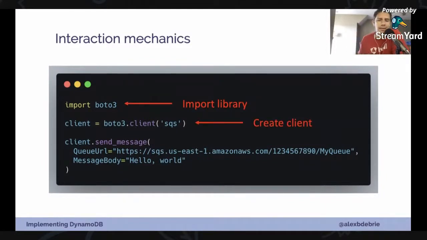Then I'm going to create an instance of my client. This client is using SQS as noted there. And then once I've done that, I'm going to call a method on that client. So I'm going to call send message here, which is going to send a message to that queue and queue that message to use it.